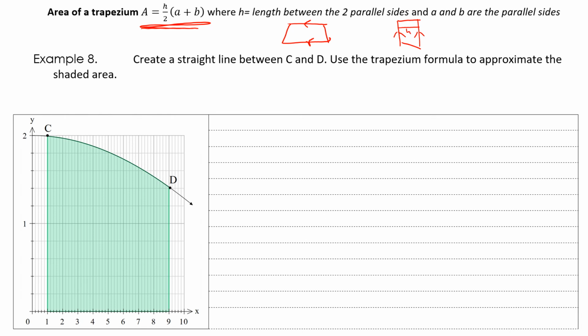All right, create a straight line between C and D. So here's C and D. Please make your line straighter than mine. As you know, my pen is broken, so it doesn't do straight lines very well.